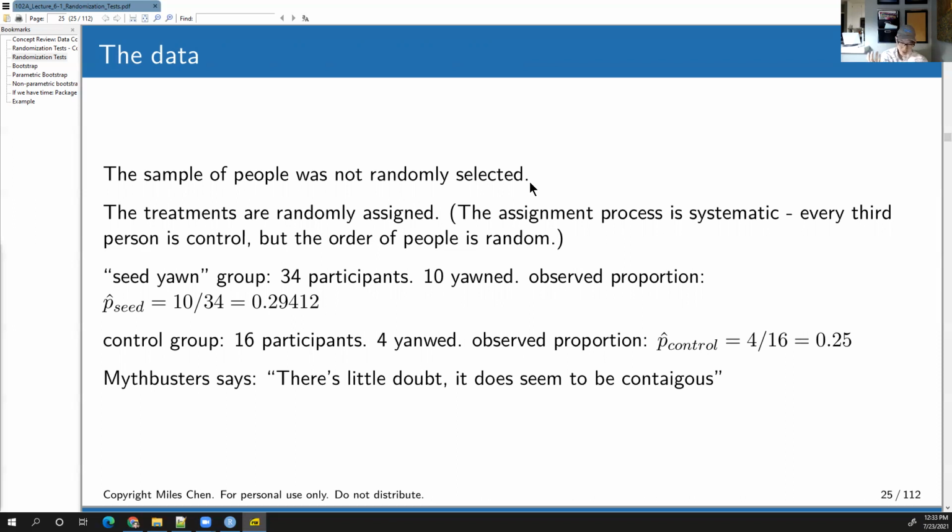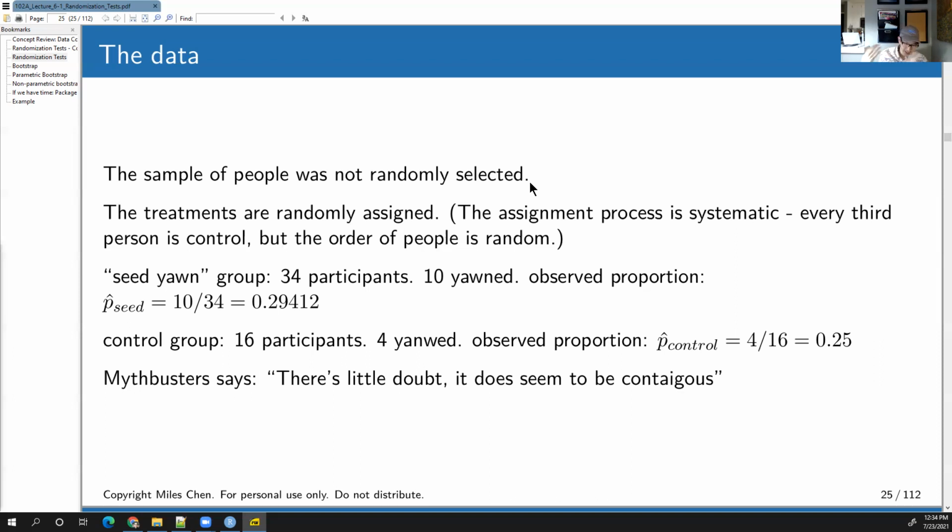In the seed yawn group, there were 34 participants, and of those, 10 people yawned. So the proportion of people who yawned in the seed yawn group, the people who saw Carrie yawn before they sat down, is 10 out of 34, about 29.4%. Whereas in the control group, we had 16 people and 4 of them yawned, so the proportion is 4 out of 16, or 25%.